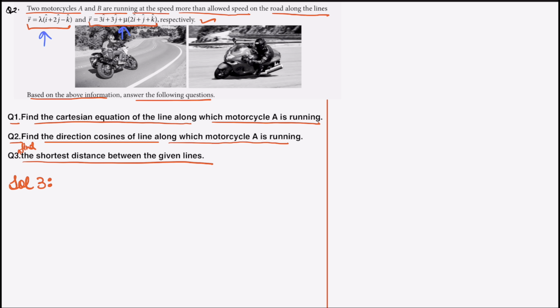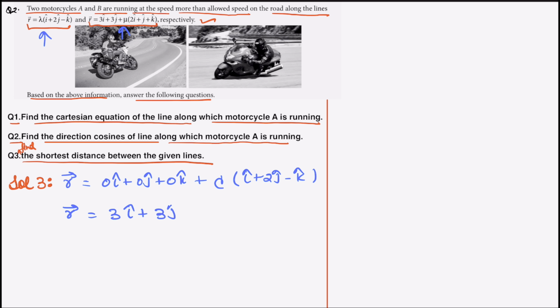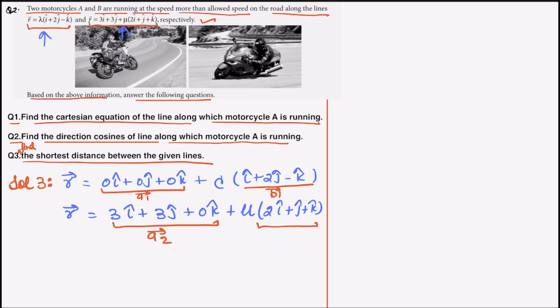The equation of the first line is r vector = 0 i cap + 0 j cap + 0 k cap + λ times (i cap + 2 j cap − k cap). And the equation of the second line is r vector = 3 i cap + 3 j cap + 0 k cap + μ times (2 i cap + j cap + k cap). We can say this is a1 vector + λ times b1 vector, and this is a2 vector + μ times b2 vector.